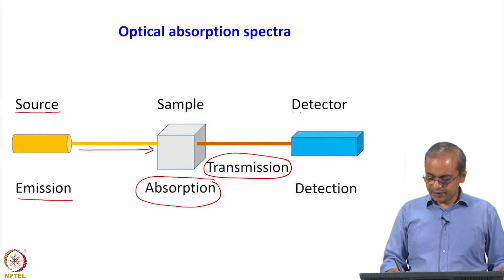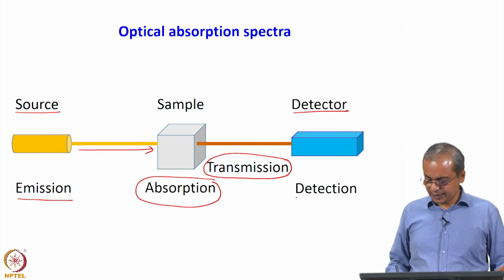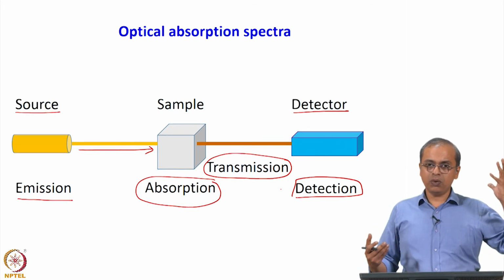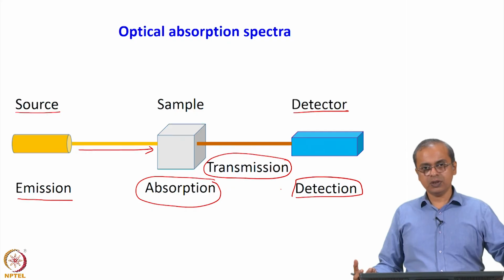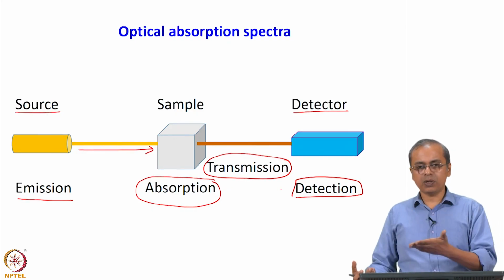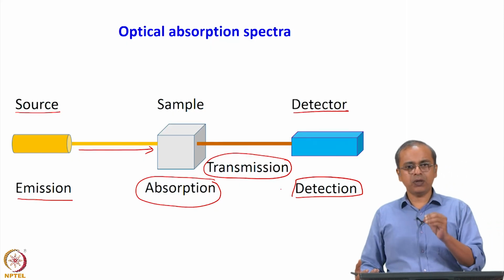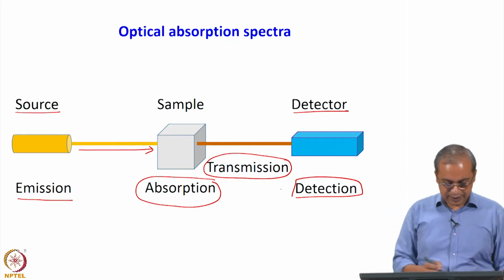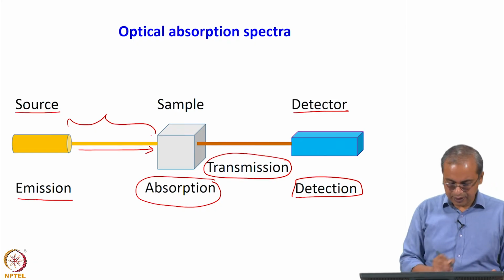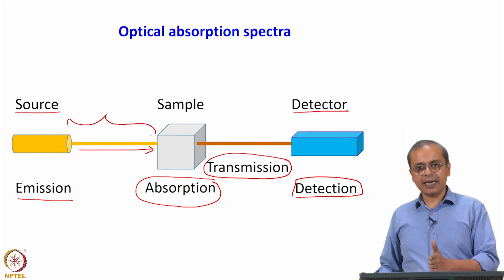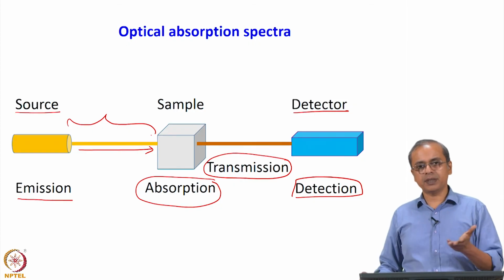Then you have a detector and that detector is detecting it. So, you do the detection process here. What it detects is what got transmitted from the sample. So, if you look at the original data that came from the source and you remove what got transmitted, the rest of it got absorbed by the sample. Now, there are some things that you have to be careful about here, because there is a path in that process and that path can actually impact the absorption process as well.